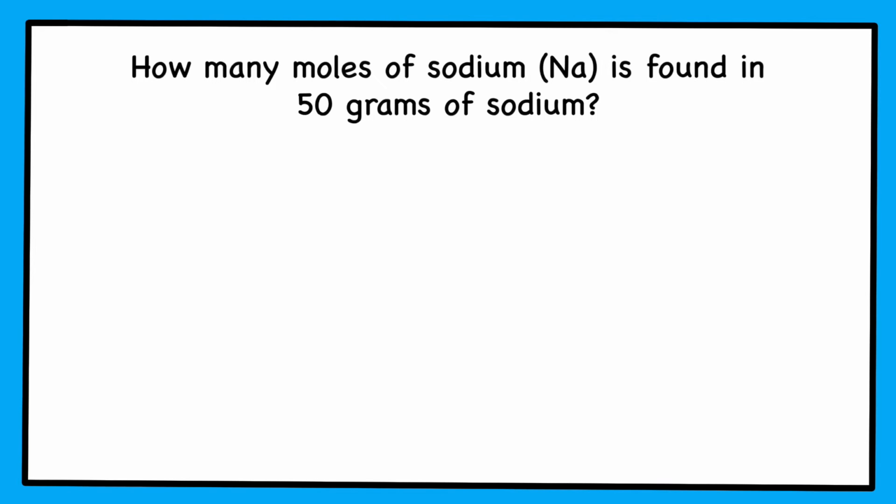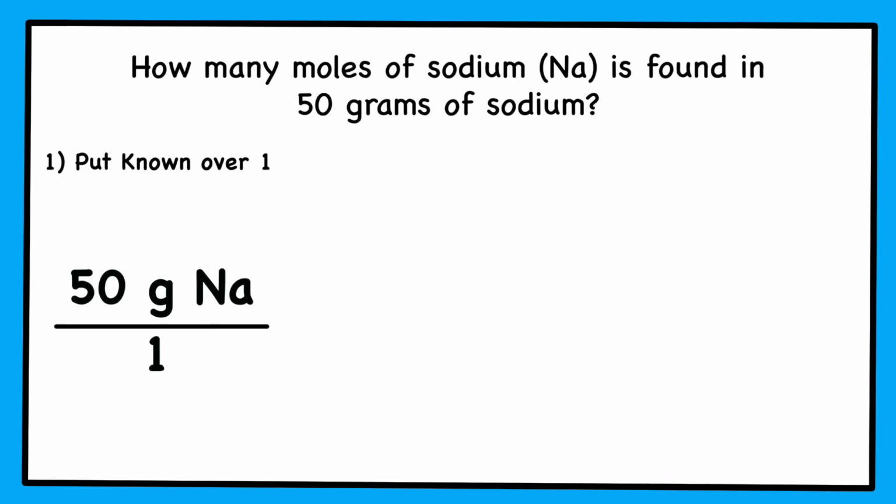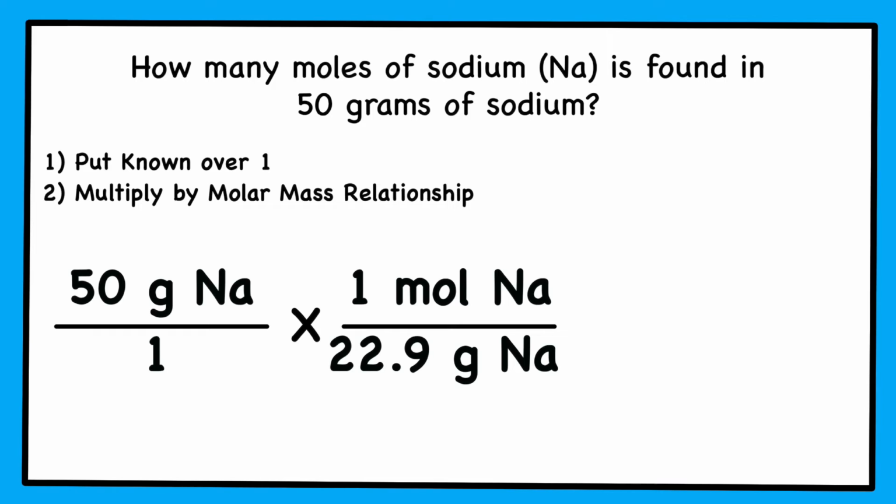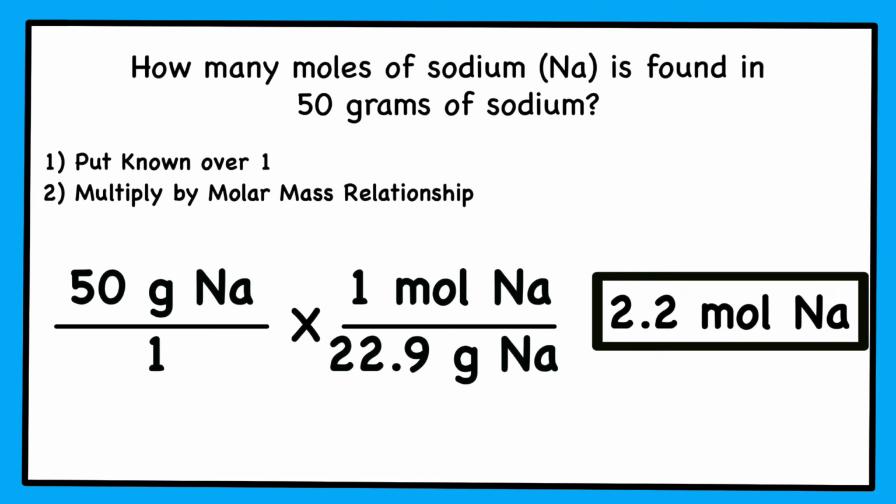All I would have to do is put my known value over 1, so 50 grams of sodium over 1. Then I would multiply it by the molar mass relationship. Since I am wanting to get to moles and I want to cancel out grams, we would use the molar mass relationship of 1 mole of sodium over 22.9 grams of sodium. Or if you want to be approximate, you can say 23 grams of sodium. When we do this, we get roughly 2.2 moles of sodium in 50 grams of sodium.